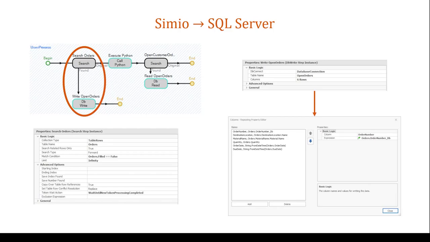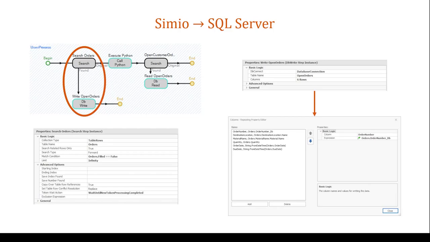During the first search step, all unfilled orders in the orders table will be found via the properties of match condition and limit. So by setting the match condition to the filled column in the orders table being false, all orders in the orders table that have yet to be fulfilled will be found using this search step. The token wait action is also very important with this step, as all information needs to be written to the SQL Server database before Python is executed.